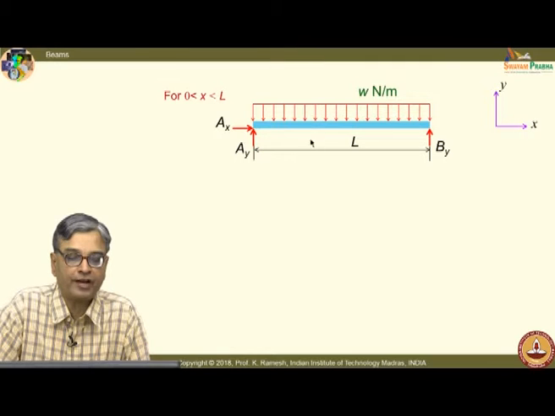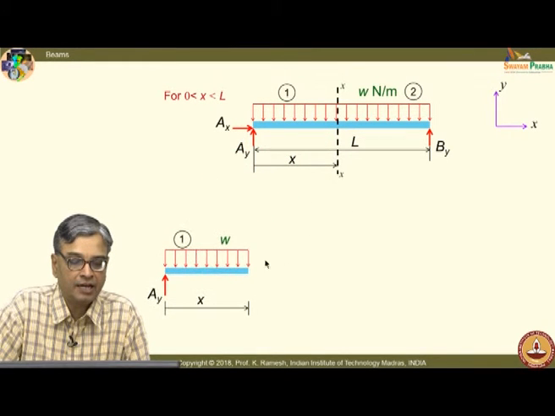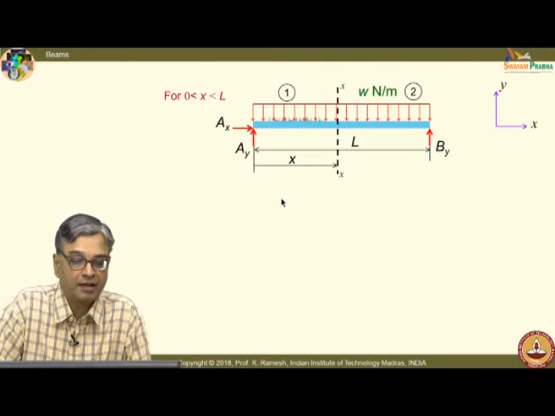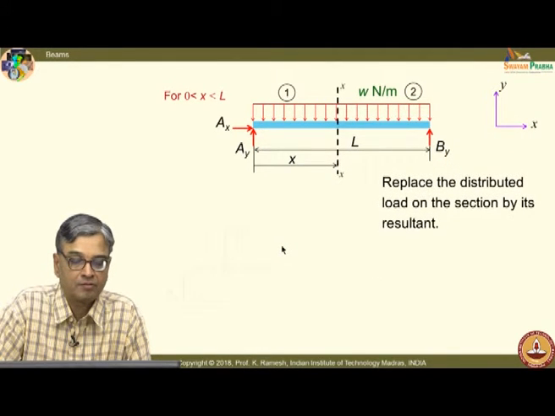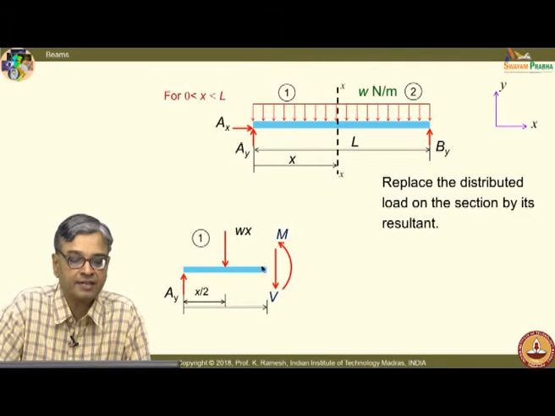And suppose I want to find out what happens at a section of distance x from one of the ends. I take out this section, and for this section, again if I have to find out the forces, I could replace this distributed force by its resultant. That is what I have done here, and I put the unknown forces as per the sign convention of Meriam.